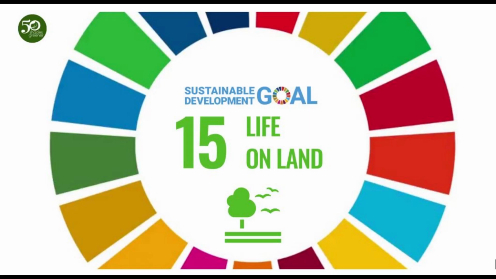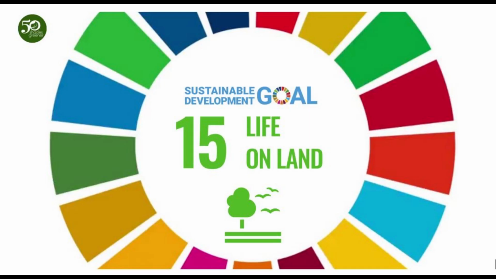Target 15.1, conserve and restore terrestrial and freshwater ecosystems. The full title of Target 15.1 is: by 2020, ensure the conservation, restoration, and sustainable use of terrestrial and inland freshwater ecosystems and their services, in particular forests, wetlands, mountains, and drylands, in line with obligation under international agreements. This target has 2 indicators.